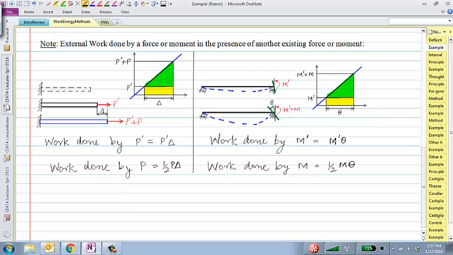Question? For work done by P, isn't it P minus P prime times half times delta? No, because what I'm saying is that this distance from here to here is P prime, and this is P prime plus P. So this distance here is P and this base is delta. All right, so we'll come back to this concept once again when we are talking about principle of virtual work, but I thought this is a key distinction at this stage that you should understand. What is external work done by a single force P in the presence of another force P prime.